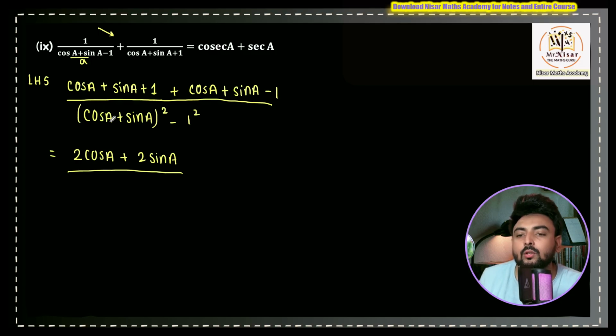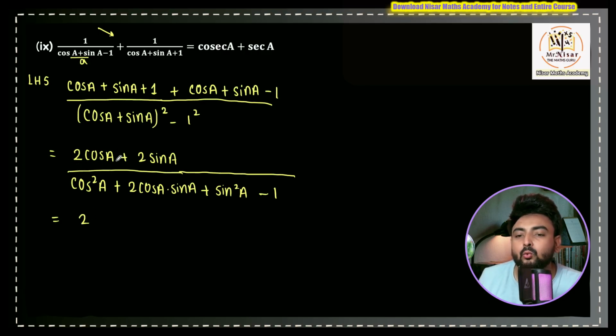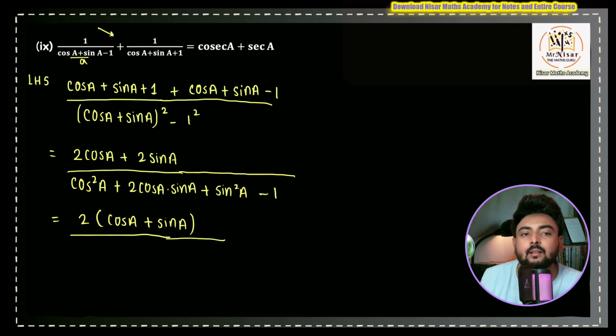Then I have (cos A plus sin A) whole square, by the formula A square plus 2AB plus B square. This is the (A plus B) whole square formula which we are applying here, and minus 1 square, which will be 1. So can I say, children, in the numerator I am able to see that I can take 2 common. 2 is present here also and here also. So 2 common. In the bracket what will remain? Cos A plus sin A will remain in the bracket, and in the denominator what will remain? Now you see here, I'll just show you.